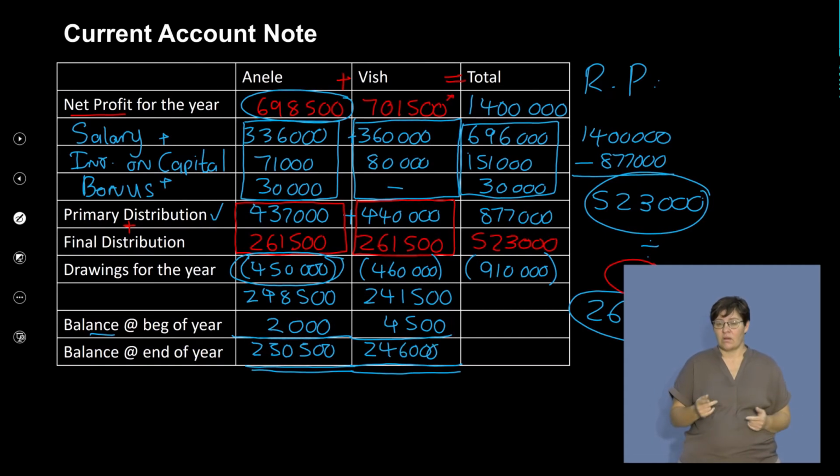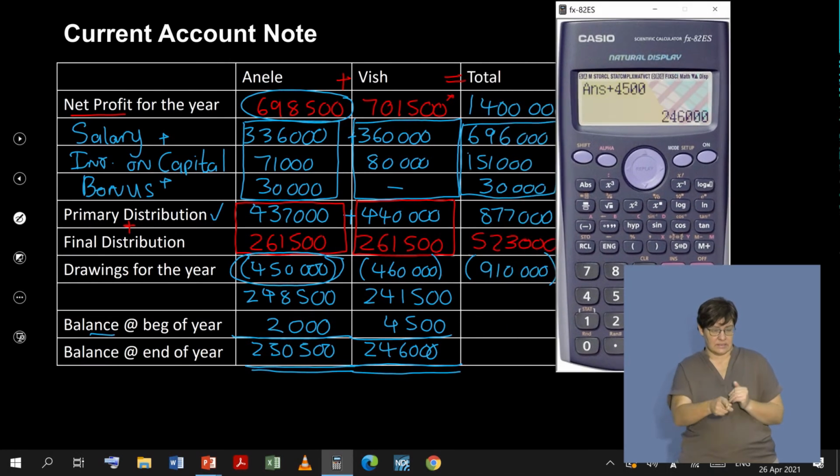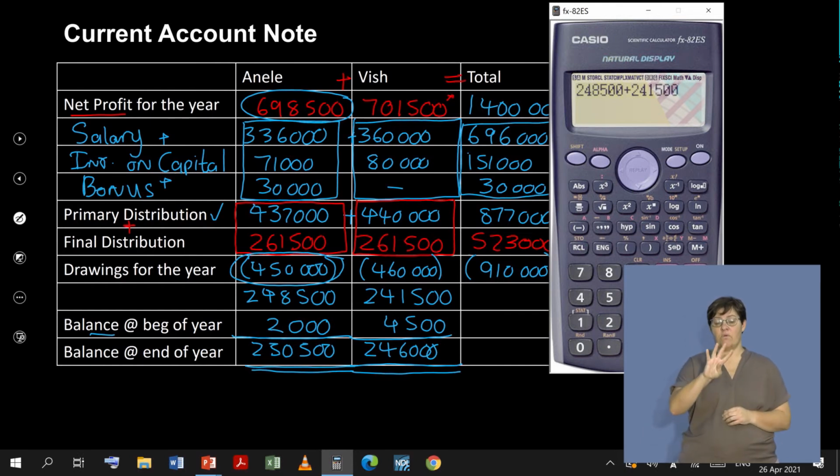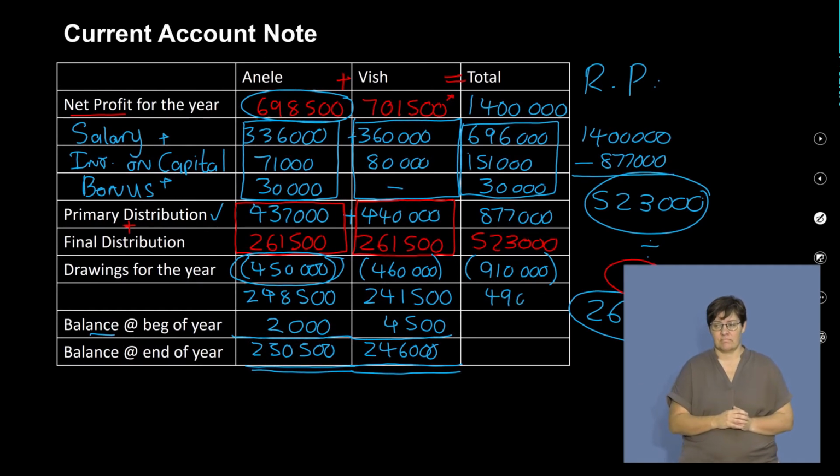So 246,000. Okay. Now, obviously, guys, we are totaling to get each total. So let's do that as well, right? So if I look at my total in the end, there's many ways in which you could do this, but let's do each one. So 248,500 plus 241,500, right, so that gives us 490,000. I just want to fill that in, 490,000. Right, and then I've got my opening balances, 2,000 plus 4,500. I don't need a calculator for that, so obviously 6,500.